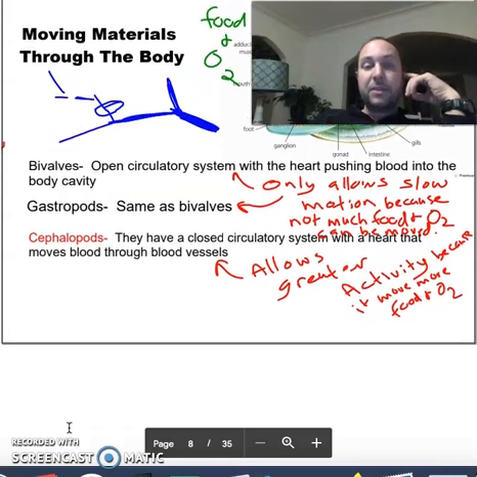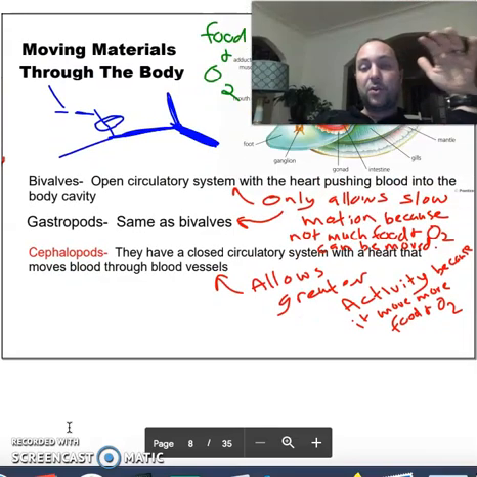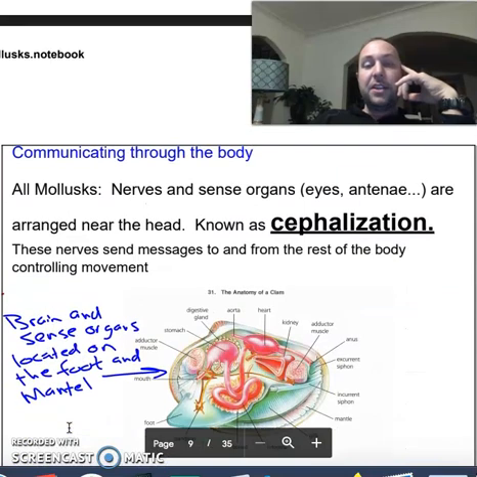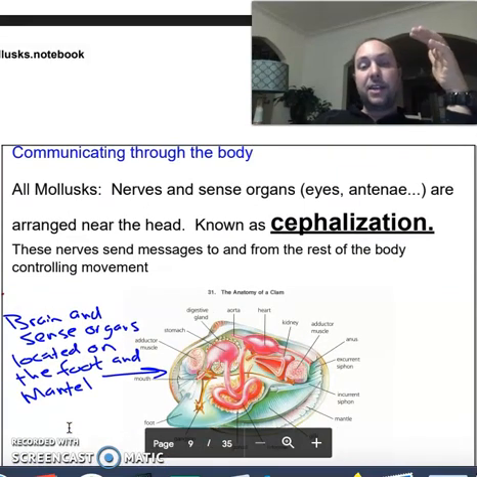Okay, so that's moving materials through the body. Please pause and record the information that's on there if you haven't already done so. Another main topic is how they communicate through their body. So all mollusks have what's called cephalization.